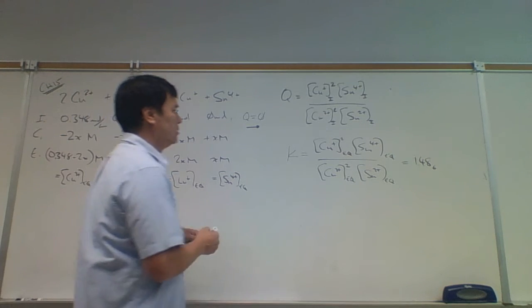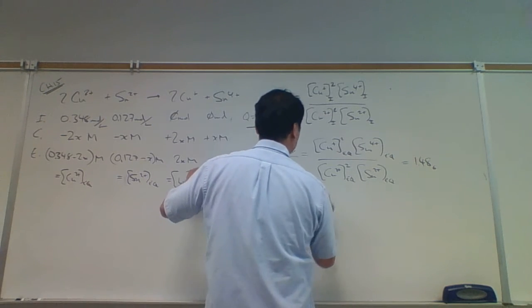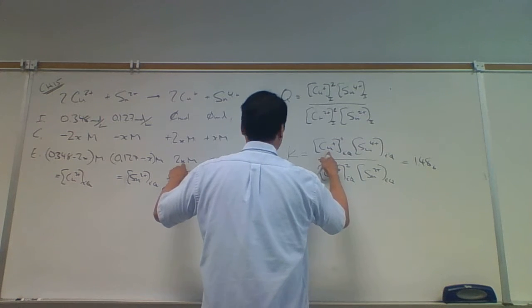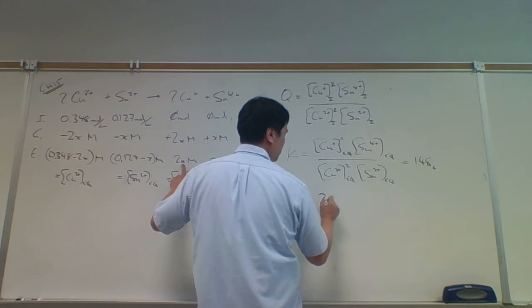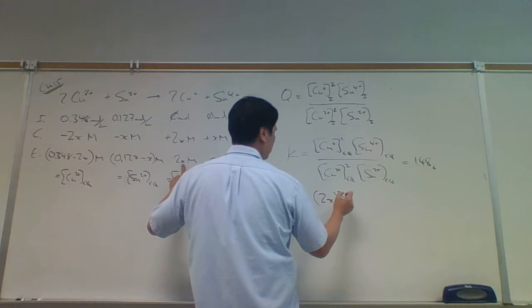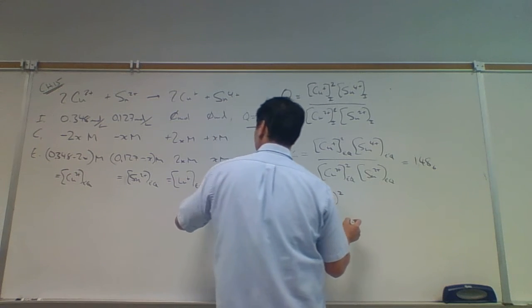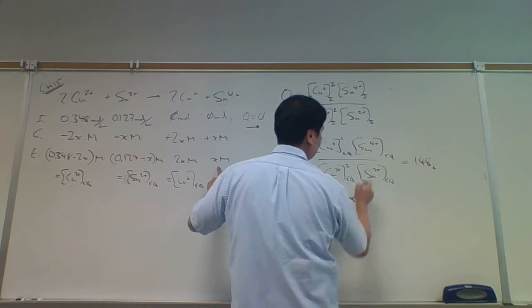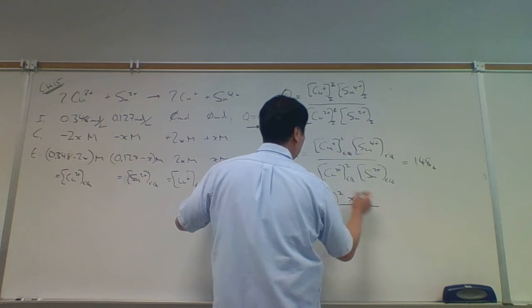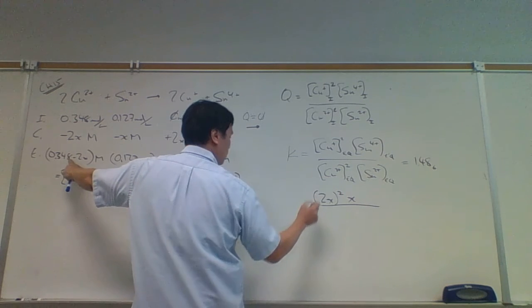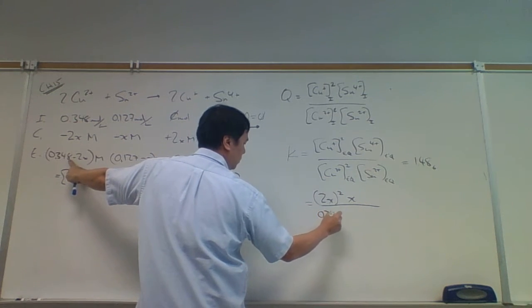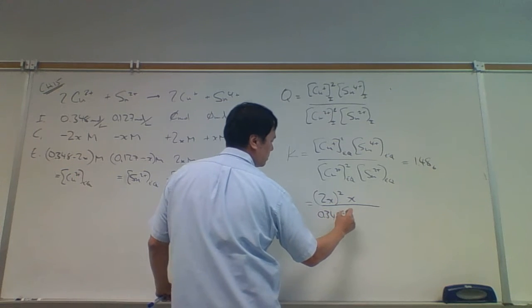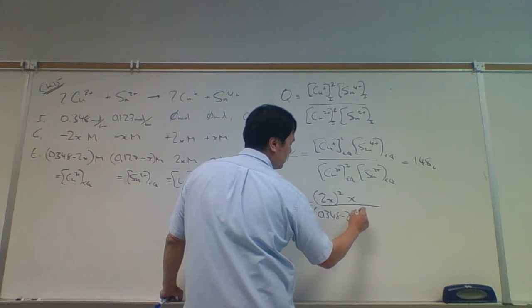And these will be equal to this expression here. And so what I'll do is I'll take this 2x and plug it in here. So this is going to be 2x, and then I have to square that concentration. And this is going to be x, which I've raised to the first power. And then this is going to be divided by this, 0.348 minus 2x. It's going to be raised to the second power.